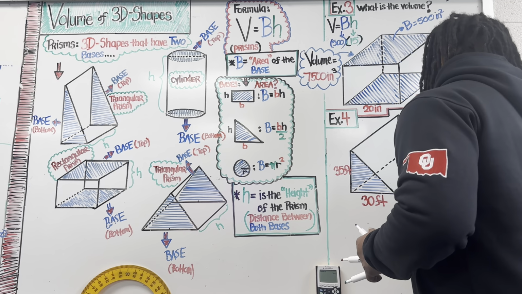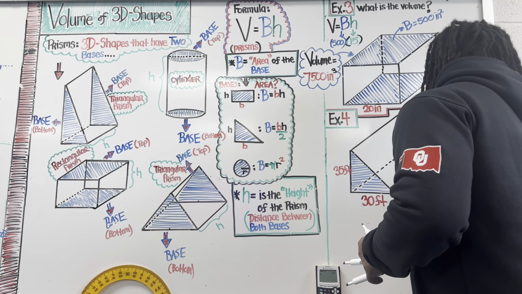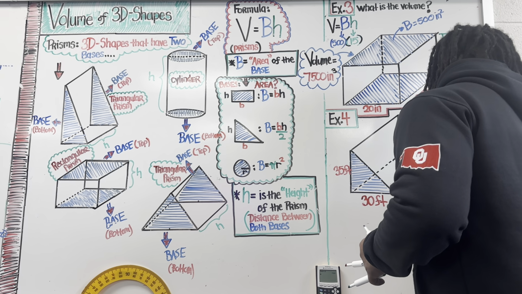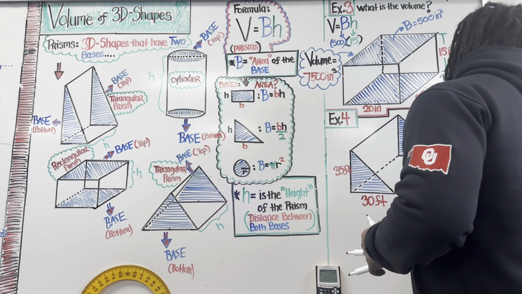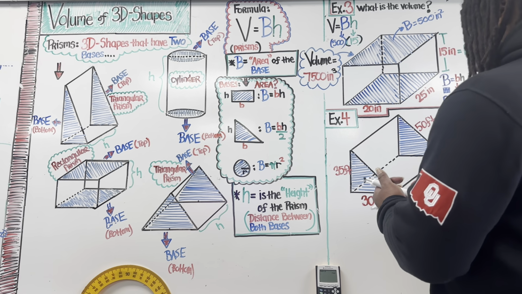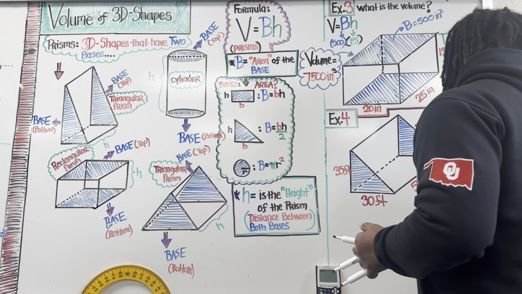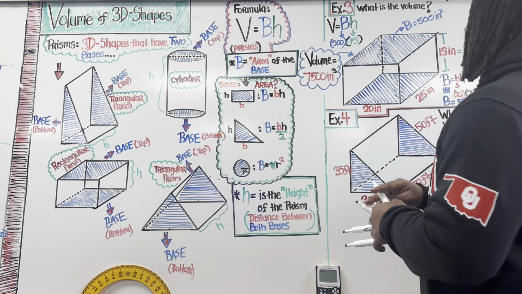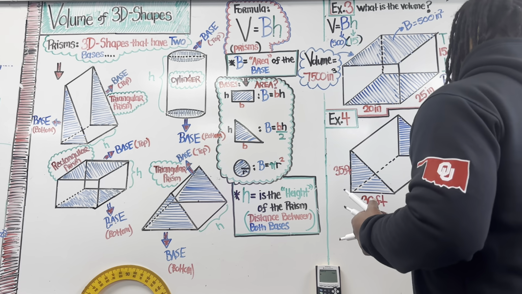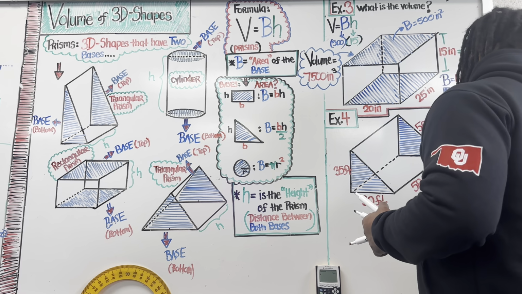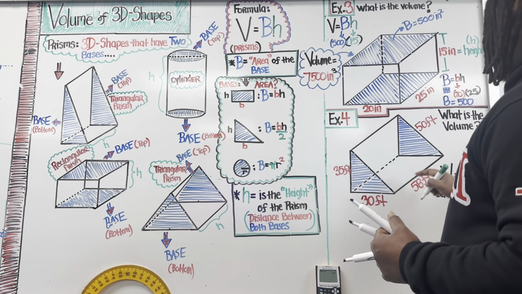So once again, volume, which is V. And remember, this is the volume formula for prisms. For pyramids, it's gonna be different, all right? So volume equals big B, which is the area of the base, times H, the height of the whole prism, or in other words, the distance between both bases.